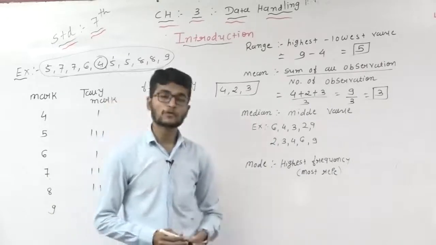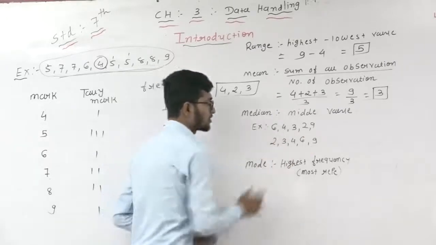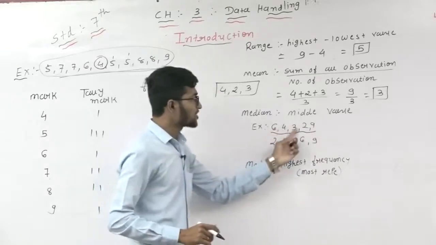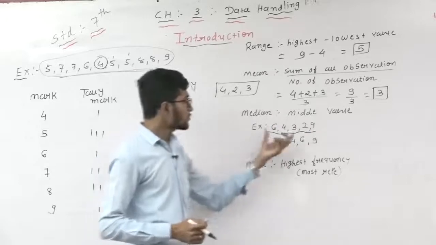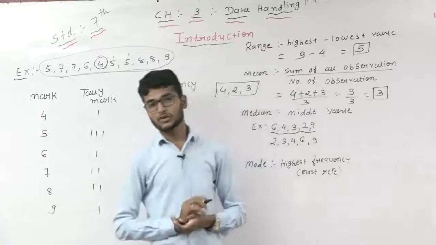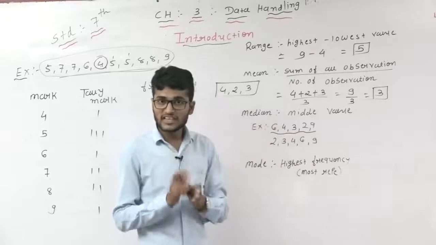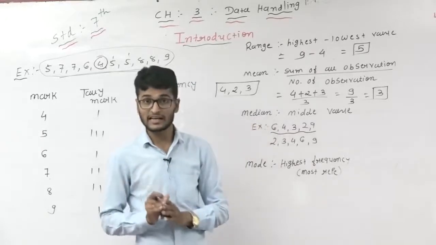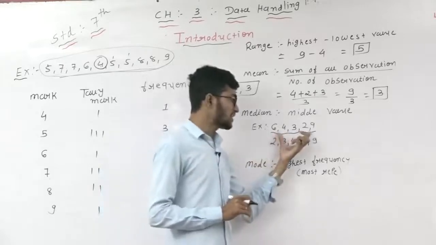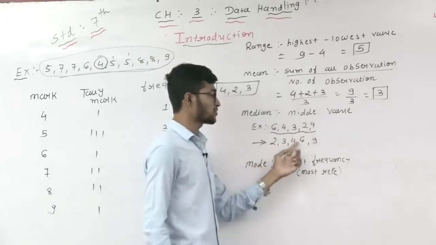Then after that, the median. Median means the middle value. Middle value. So here is one example. Suppose this is our data information: 6, 4, 3, 2 and 9. So first of all, dear students, convert the given information into ascending order. When you are finding the median, you first have to write the given information in ascending order. You cannot find the median directly. Clear? So first of all, write this information in ascending order. So I have written it here in ascending order: 2, 3, 4, 6 and 9.